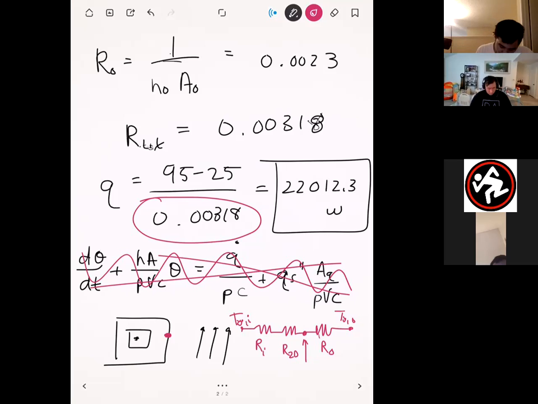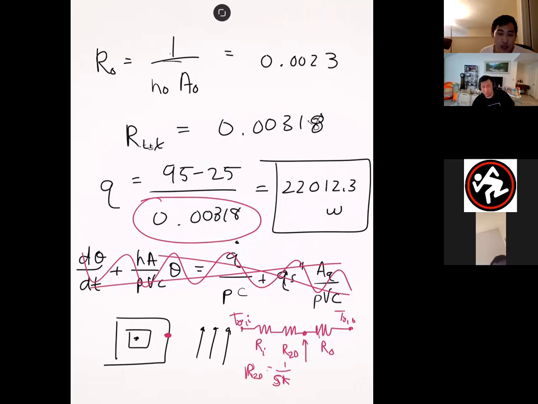Oh, I guess I deleted it. Alright, I'll think it through again. The tricky one is the 2D resistance, and for that you need the shape factor. Once you have the shape factor, you multiply it by the thermal conductivity, then you do 1 over that, and that's the resistance of the 2D.